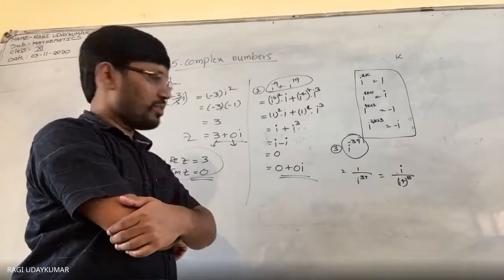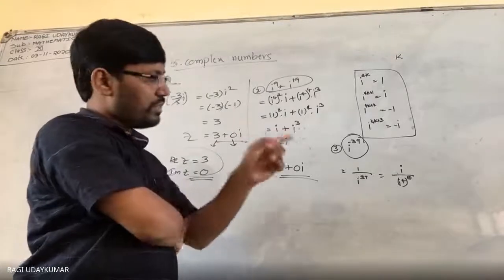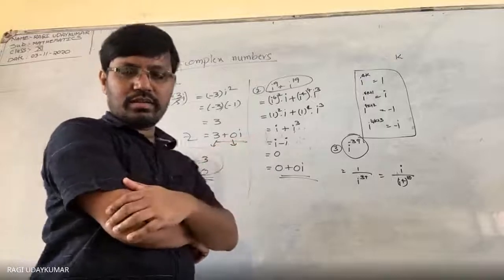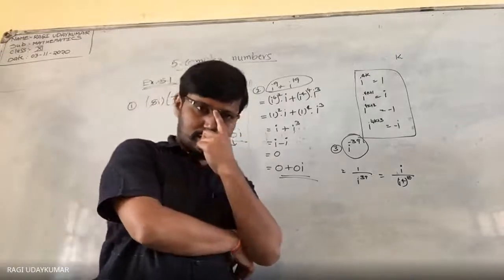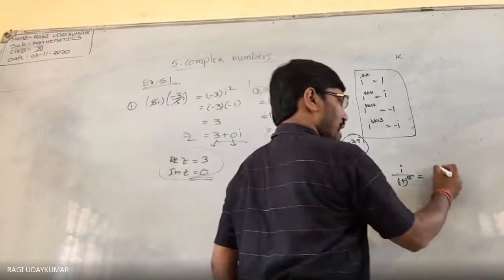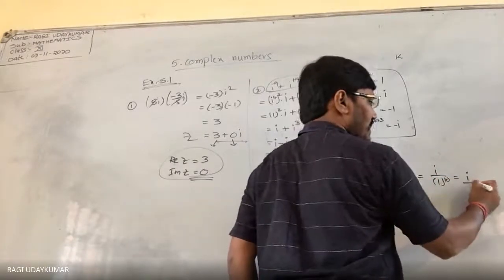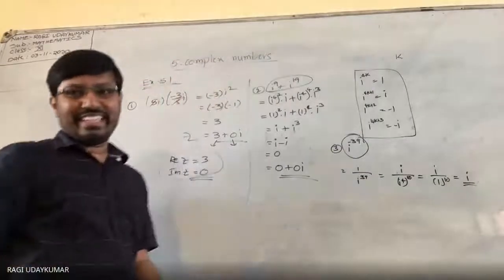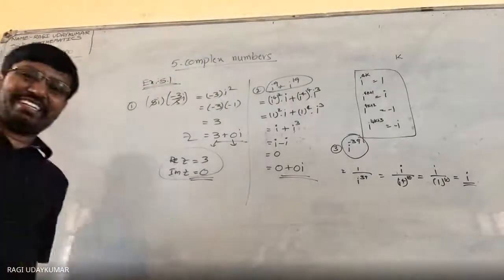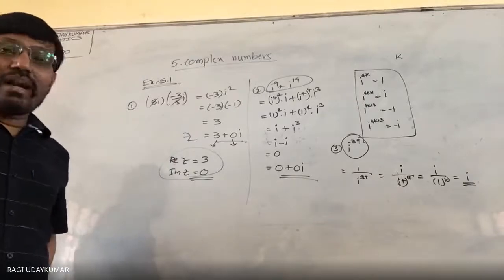Can I write like that? 1 by I to the power of 39. Is it acceptable? समझ में आया? हाँ सर, हाँ सर. हो गया. I to the power of 4 वैल्यू क्या है? 1 है. I by 1 power 10. 1 value 1 power 10. So answer is I. Answer is I.